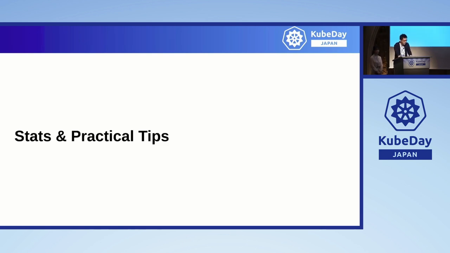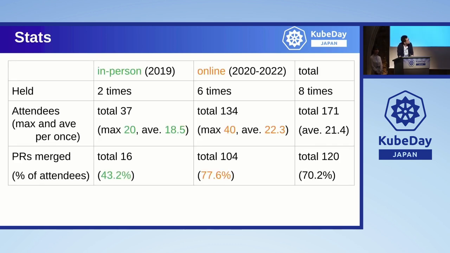Next, stats and practical tips. A maximum of 40 trainees were allowed. Many more trainees came to the online training than in person. The trainers were getting busy handling a lot of pull requests in the training. However, during that time, the trainees tried various pull commands, commented on other trainees' pull requests, and had various experiences. Also, we could see interaction between trainees.